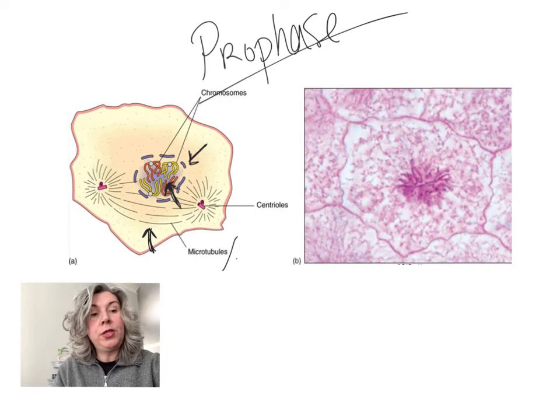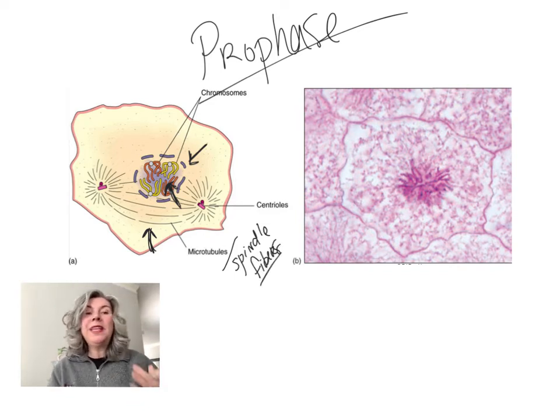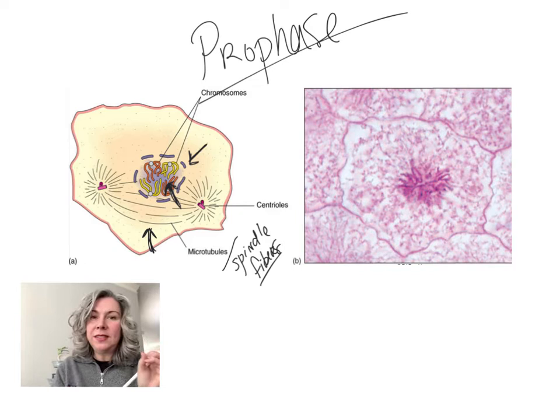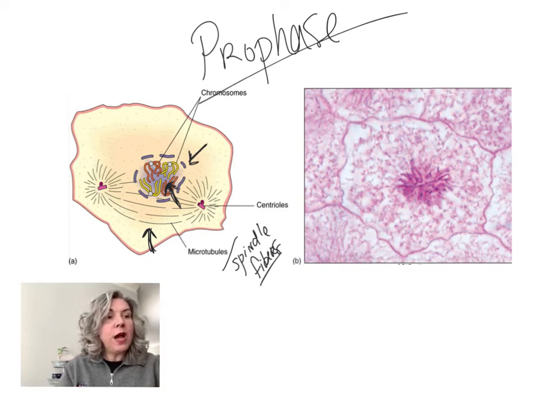So I'm going to name them spindle fibers here. Now, under the microscope, we really can't see all of these little details taking place. But what we can see is the presence of chromosomes and no nuclear envelope. Over here to the right, you're seeing chromosomes on the inside of that cell.